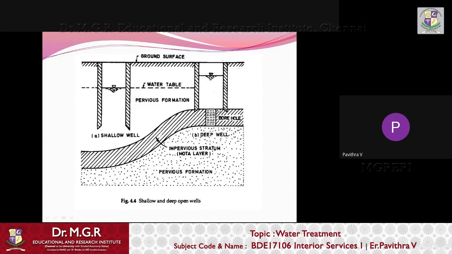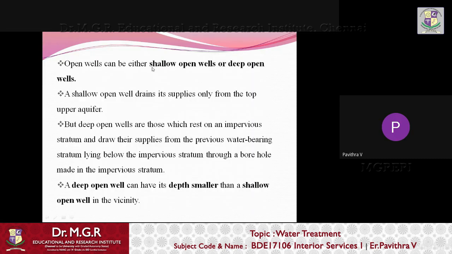If I dig a borewell on the top surface of the impervious layer and collect the water stored there, then that is called a deep well. If the water table is available at a considerable depth and I pump the water, then that is called a shallow well. So open wells can be either shallow wells or deep wells. Just now we had seen this.